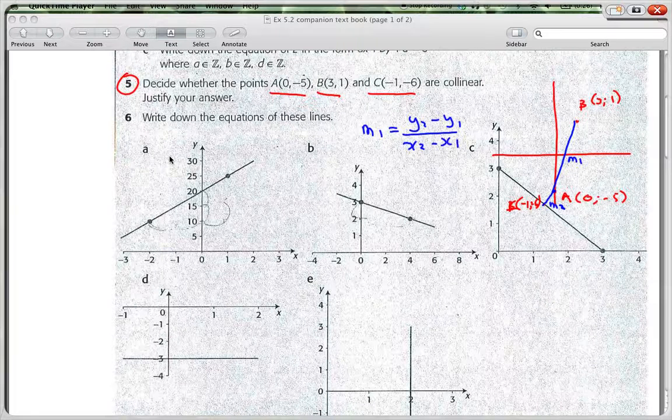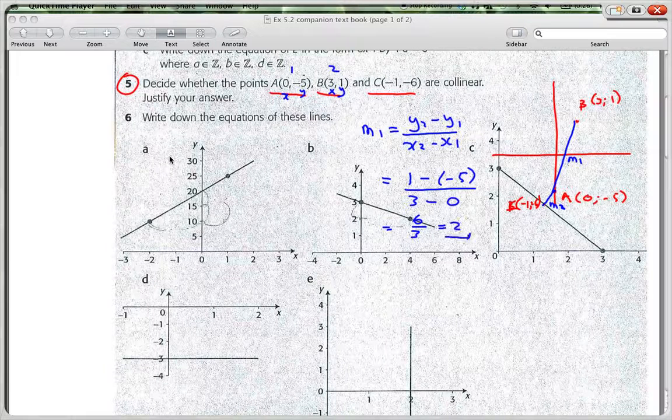So I need to decide. I'm looking at M1, so I'm looking at the points A and B. I need to decide which one is going to be point 2 and which is going to be point 1. I'm going to call B point 2. So I'm going to get 1 minus 5 for Y, and for your X, you're going to get 3 minus 0. So 1 minus 5 becomes plus 5, so it's going to be 6 divided by 3, and that's equal to 2.